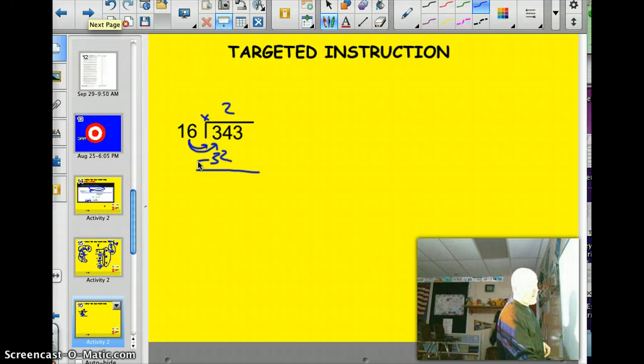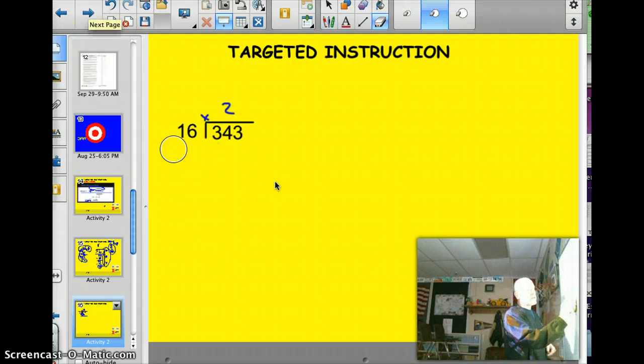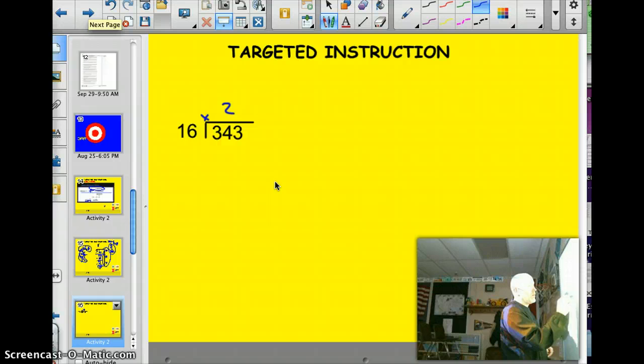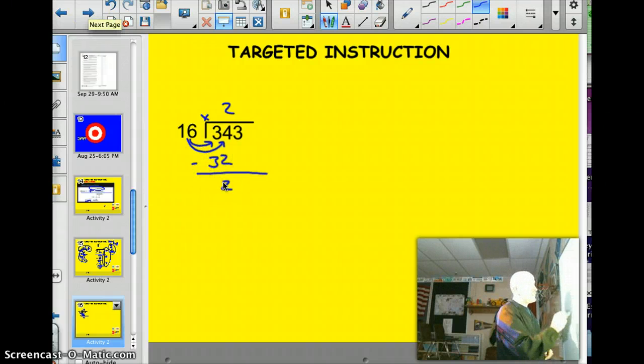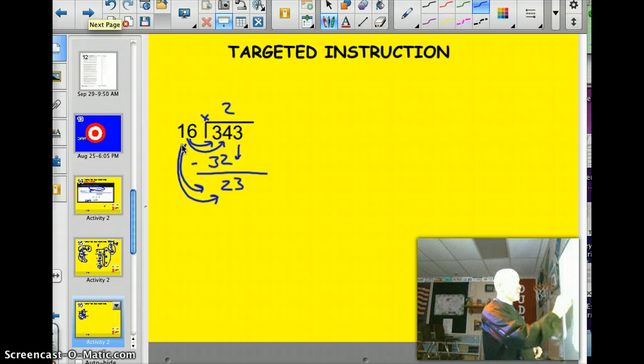And if I subtract that out, I'm just going to rewrite this so you can see this nice and clearly. It didn't go in there, but it does go into 34, so 32. Subtract that out. I've got 2. Ask myself, does 16 go into 2? It does not. Do I have any numbers to bring down? Yes, I do. I can bring down this 3. Does 16 go into 23? Yes, it does. It goes in there 1 time. So 16 times 1 is 16.